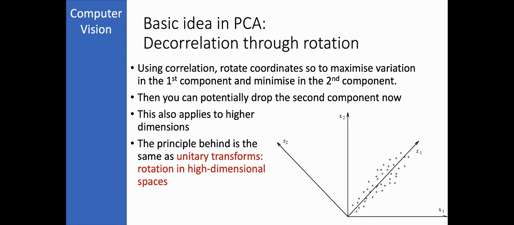The principle behind is exactly the same as a unitary transform. We apply rotations in high dimensional spaces to achieve certain tasks. In this case, decorrelation and obtaining a few coordinates with high dispersion and the remaining coordinates showing no dispersion.